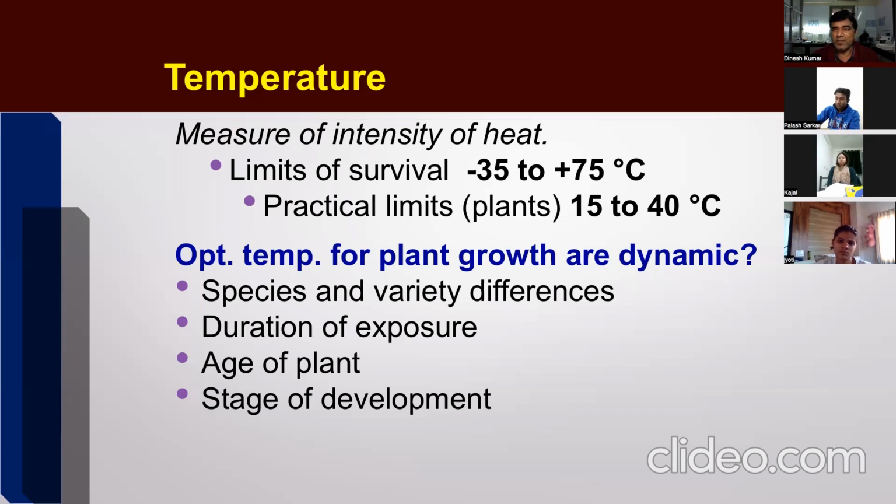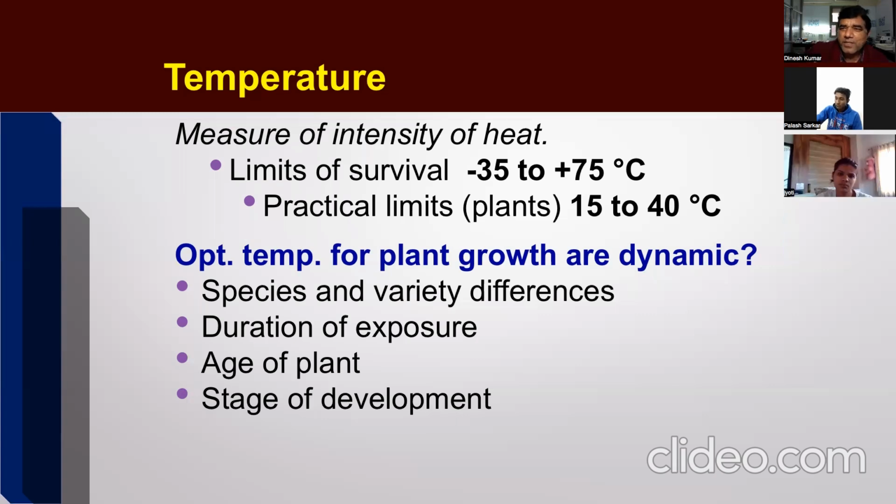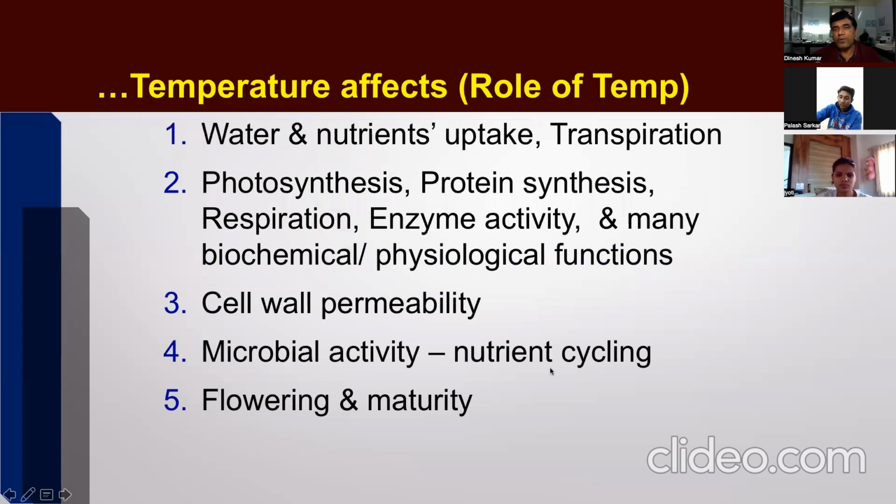Secondly, water uptake. Water uptake and transport in the plant system. So, you know, if you have too low temperature, very low temperature, then water uptake can be adversely affected because cell membrane permeability will be affected at low temperature. So uptake of water and nutrients will be adversely affected if temperatures are not optimum. So therefore, you can check the different roles of temperature here.